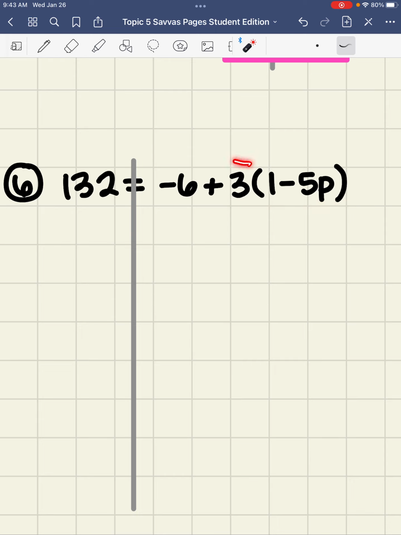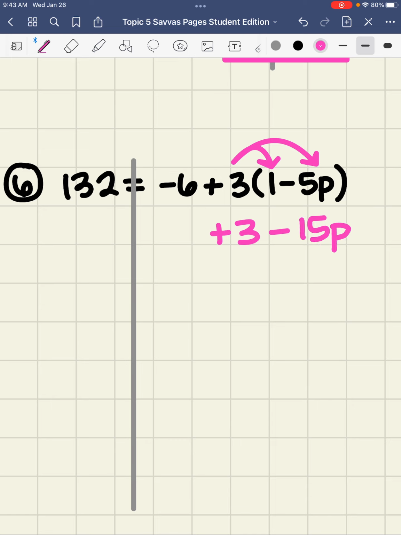Okay, so the number that's in front of parentheses is positive 3. So we're going to multiply 3 times 1. Okay, so 3 times 1 is 3. So that's positive 3. And then I'm going to multiply 3 times negative 5p. 3 times negative 5p is negative 15p. Okay, now I haven't done anything with that negative 6, so I'm just going to bring it down. So negative 6 plus 3 minus 15p equals 132.